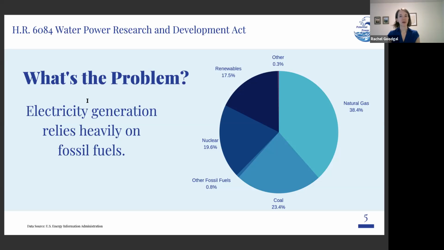They also cause a variety of environmental damages that happen from extraction to electricity generation. First, let's talk about coal.